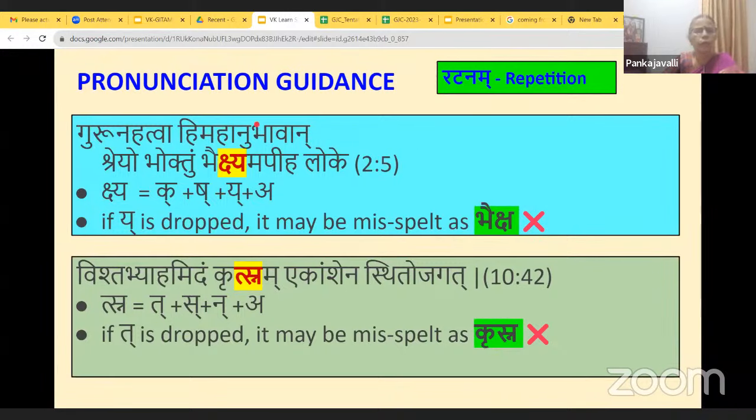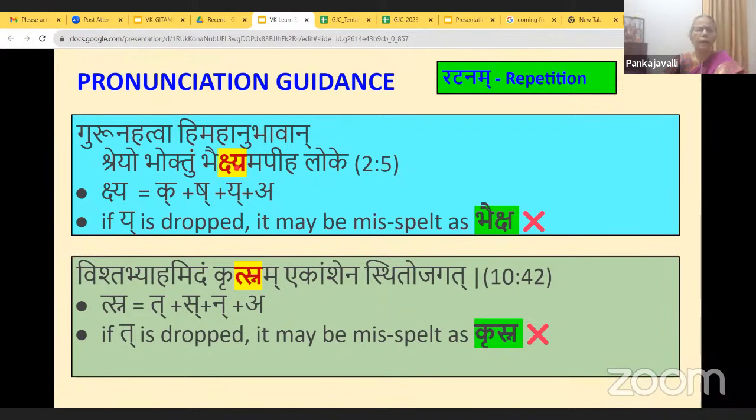See here also one more thing. Guru nahatva hi mahan bhavan. Shreyo bhoktum bhaikshyam apiha loke. The kshya is ik plus sh plus ya plus a; you don't say the e, it becomes kshya. Vaikshya is wrong, this is a wrong spelling. Bhaikshyam apiha.